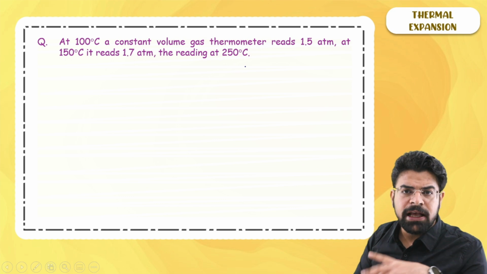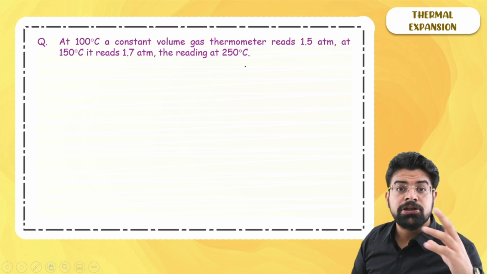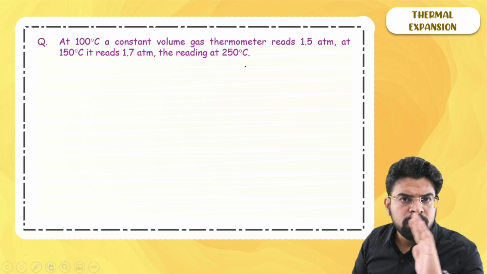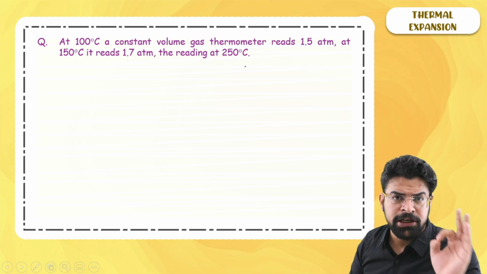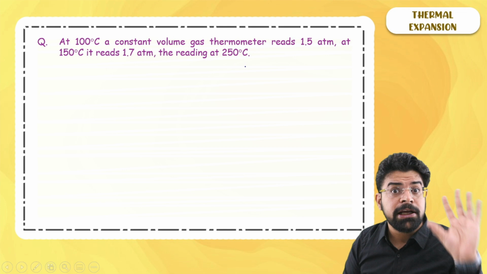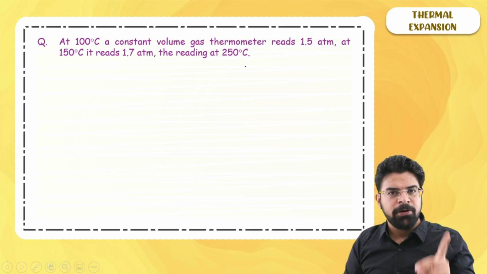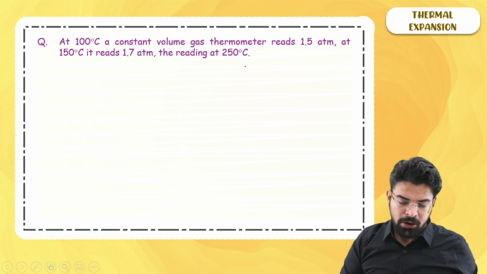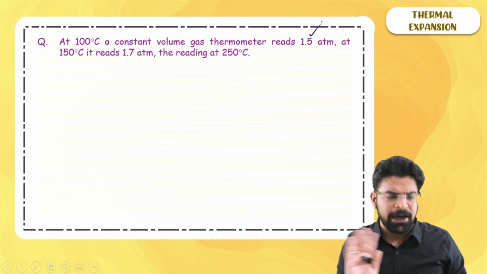Now, as soon as a student sees a constant volume gas thermometer or constant pressure gas thermometer or some other type of random thermometer, do not worry. If they are placing a question in NEET, it has to be on a linear scale. And for all linear scales, you can use (given temperature minus lower fixed point) upon (upper fixed point minus lower fixed point) equals a constant. That's why we have placed a question on the constant volume gas thermometer. It's the same concept. Do not worry at all.